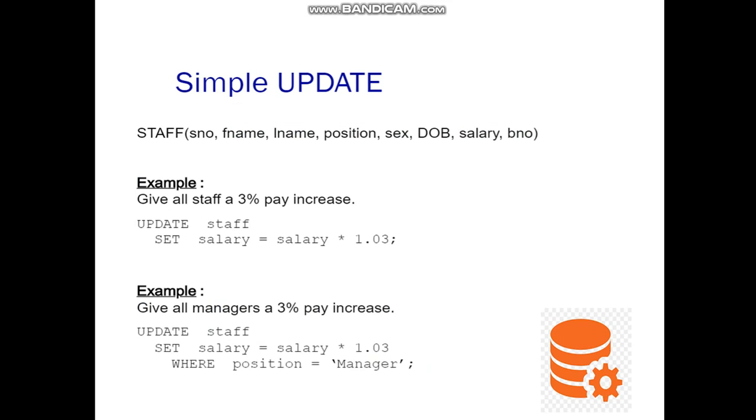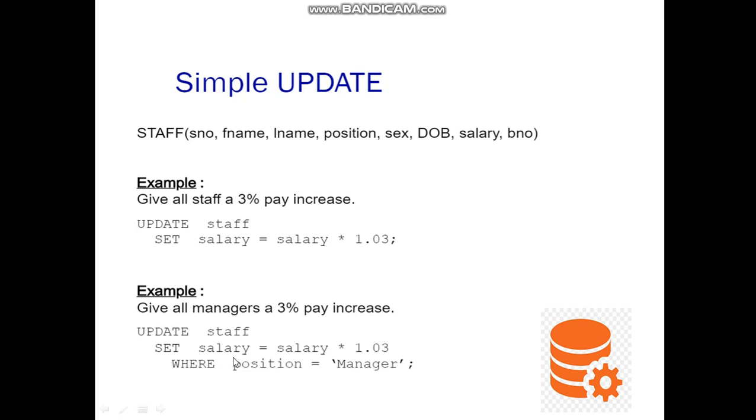Now the next update example: suppose I have a table staff, and I want to give a 3% pay increase to all the staff. Here the where condition will not come, correct? Because I'm updating the salary of all the staff. So I will write update staff, where staff is my table name, set salary equals to salary into 1.03. So the salary of all the staff will get updated.